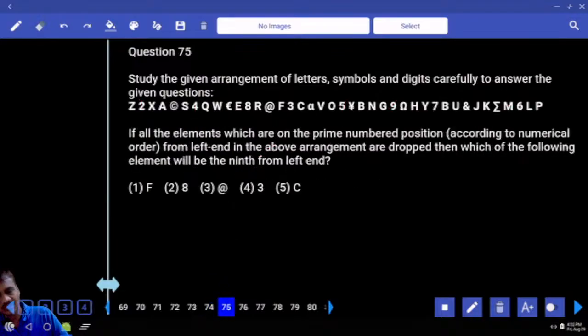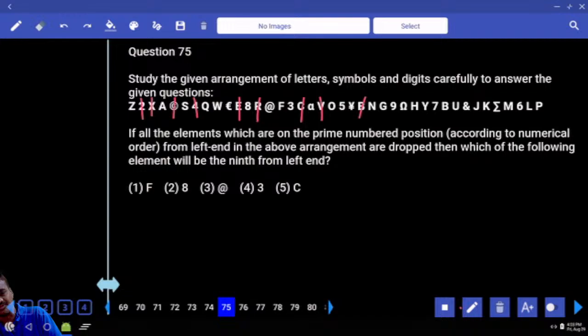Then 75. If all the elements which are on prime numbered positions according to numerical order from left to right are dropped from the above end, which of the following will be ninth from the left hand? What are the elements that are to be removed? All the elements that are at prime numbered positions: 2, 3, 5, 7, 11, 13, 17, 19, 23.